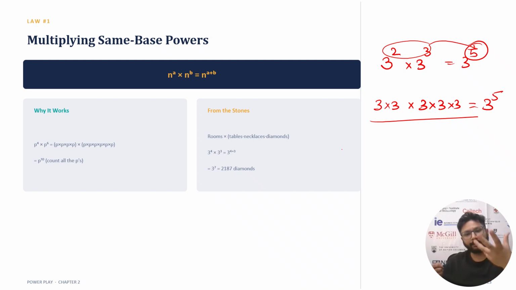Always remember, when the bases are same, the powers will get added. So n to the power a into n to the power b, the bases are same. The powers will get added if there is a multiplication happening. That is the first law.